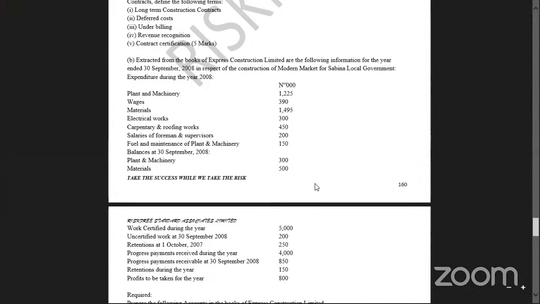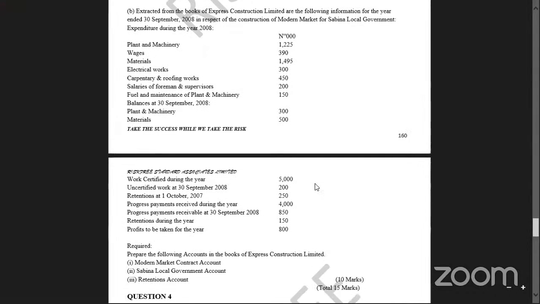Now look at this. They just said, extract from the books of Express Construction Limited. Look at what you are asked to do. Prepare the following accounts in the books of Express Construction Limited: Modern Market Contract Account, Sabina Local Government Account, and Retention Account. If we go through all the questions, there is no need for any calculation. They've given you all the figures, just insert. So let's now solve this simple one. Question number 3 is on page 160 and page 161.